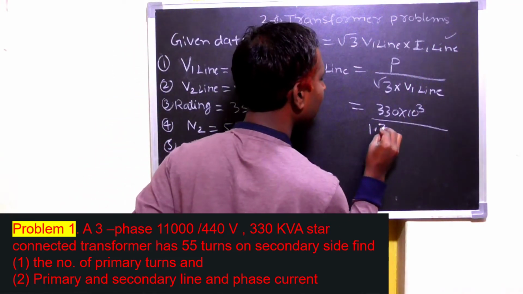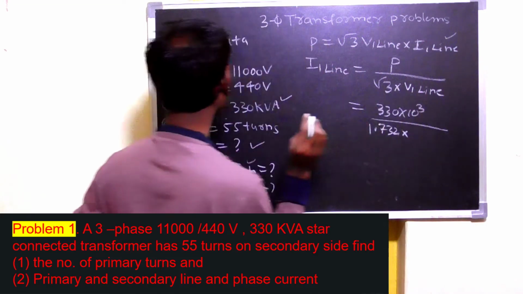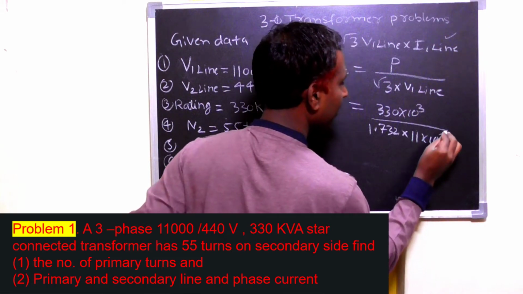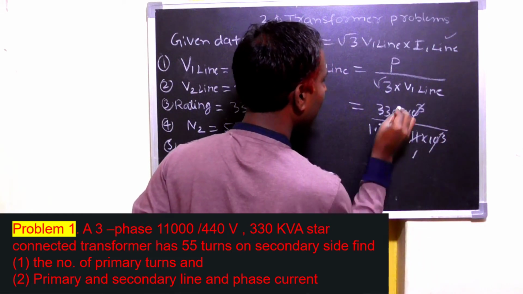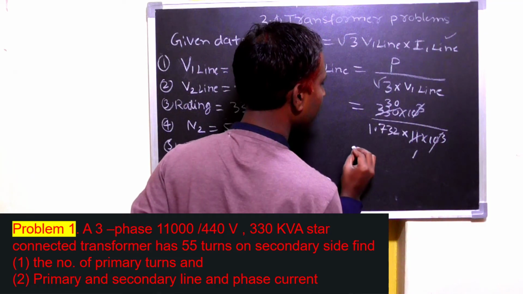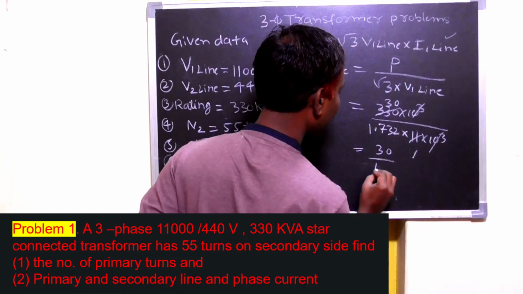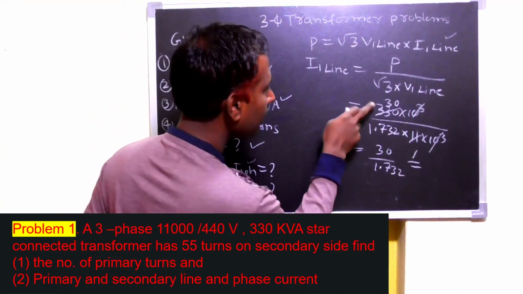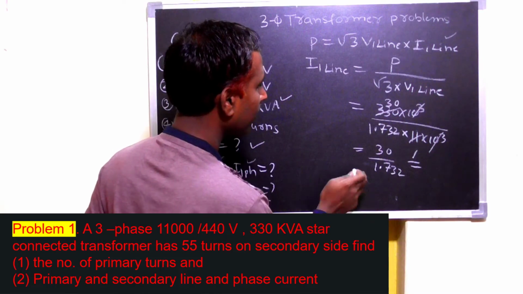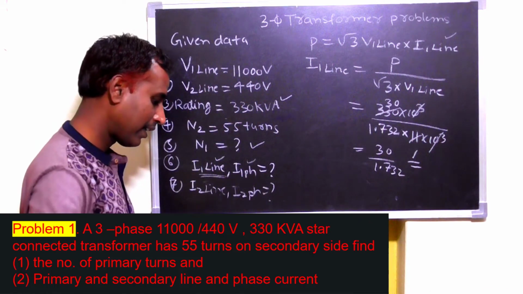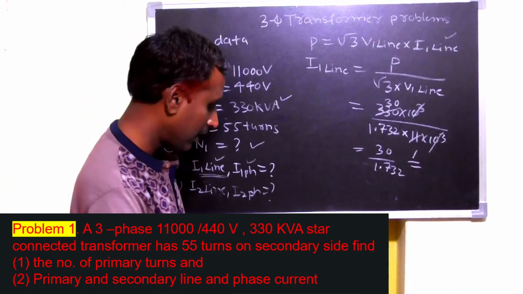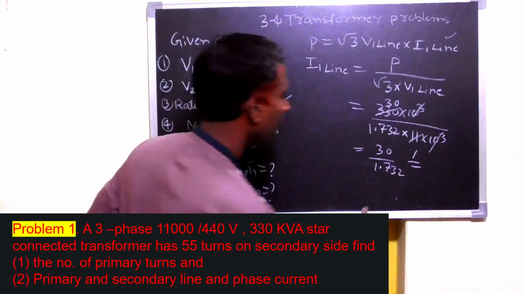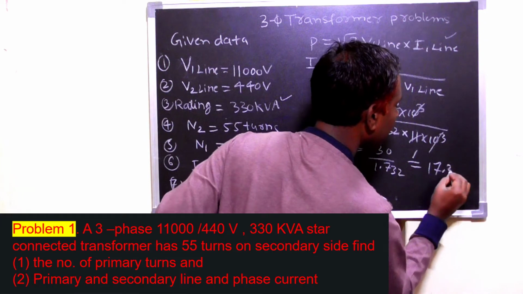√3 means 1.732. V1 line is 11,000, which is 11 times 10 raised to 3. This 10 raised to 3 will cancel. 11 goes into 11 once, and 11 goes into 330 thirty times. So this becomes 30 divided by 1.732. How much will I get? I1 line current is 17.32 ampere.